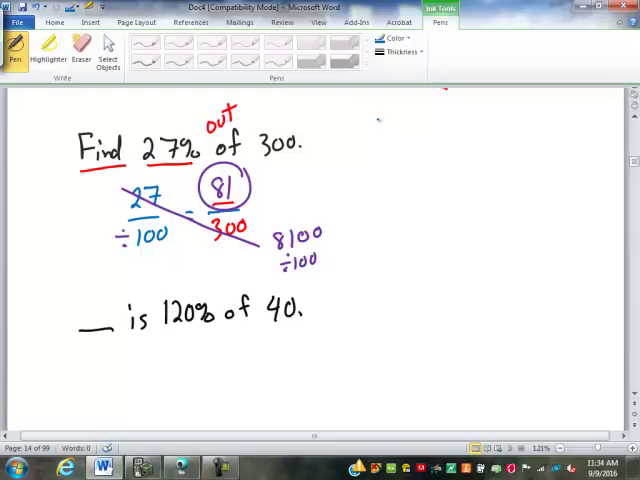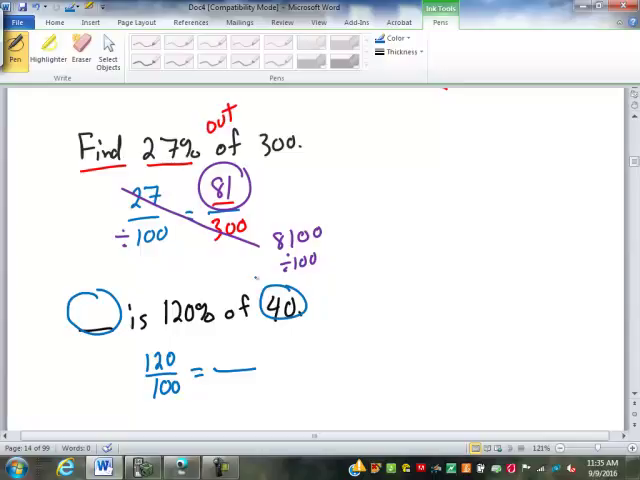This one is worded, phrased a little different, but still the same problem. Blank is 120% of 40. So we have the percent. We start with the percent. 120% becomes 120 over 100. Now again, we're looking at matching stuff up on the other side. We have those two other numbers. Here it's a little more obvious. We have a missing number, what we're trying to find, and we have the 40.